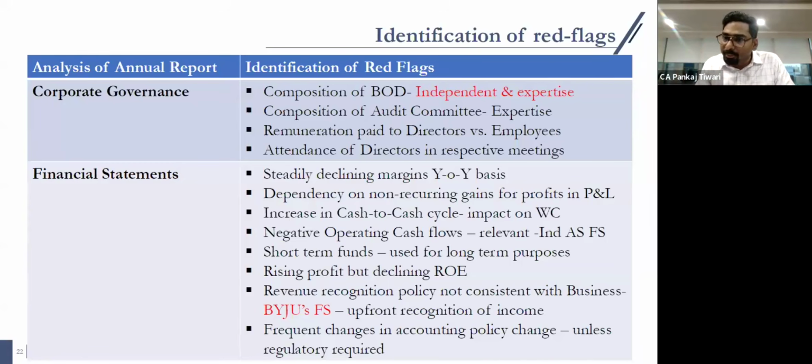Then, the remuneration which is paid to the directors versus the employees. There was a very famous case, if you are all aware, where 80% of the total remuneration was paid to the directors and 20% to the employees. As per regulatory requirements, every company has to present the remuneration paid to directors in the annual report. If the remuneration paid to the directors is significantly higher as compared to the employees, it will tell you whether you are compensating your employees fairly.